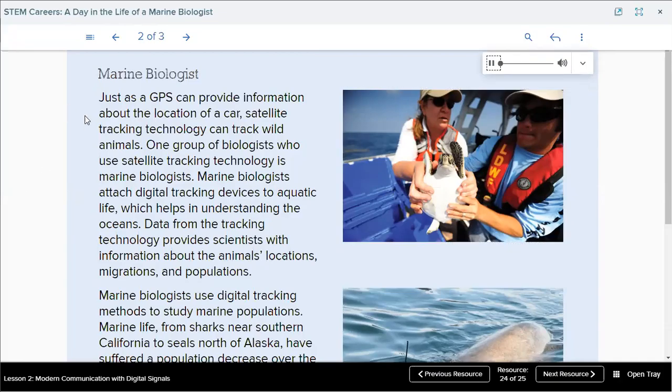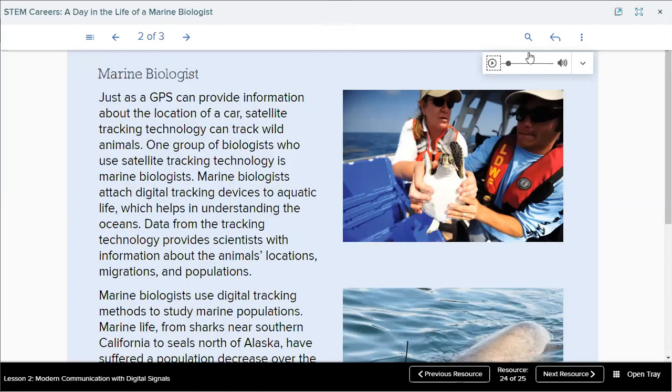Marine biologist. Just as a GPS can provide information about the location of a car, satellite tracking technology can track wild animals. One group of biologists who use satellite tracking technology is marine biologists. Marine biologists attach digital tracking devices to aquatic life, which helps in understanding the oceans. Data from the tracking technology provides scientists with information about the animals' locations, migrations, and populations.